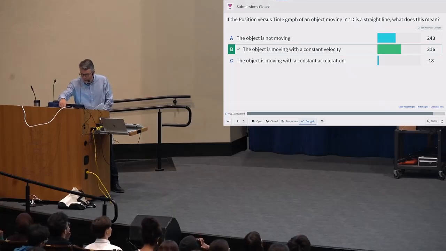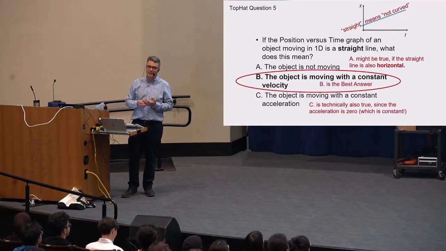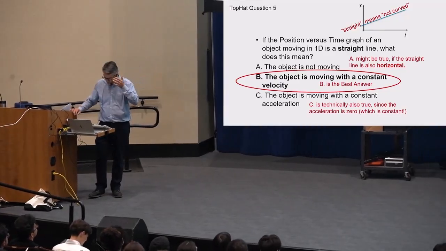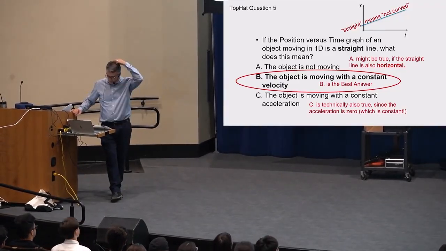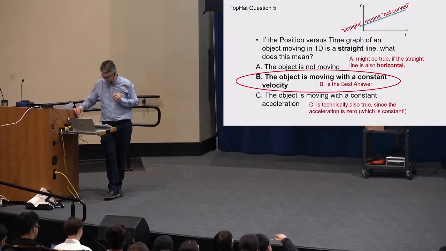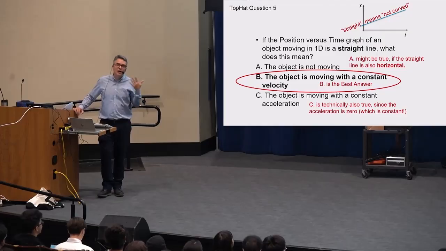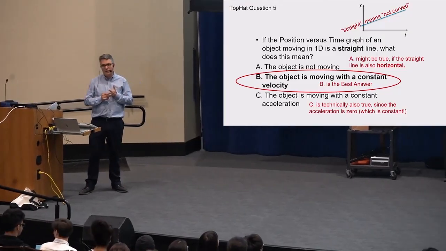So my reasoning behind B was, you may have got a little mixed up. I think that a horizontal line means that the object's not moving. So I guess by the word straight, I just meant not curved, right? So it's not a curved line, then I think B is the best answer.